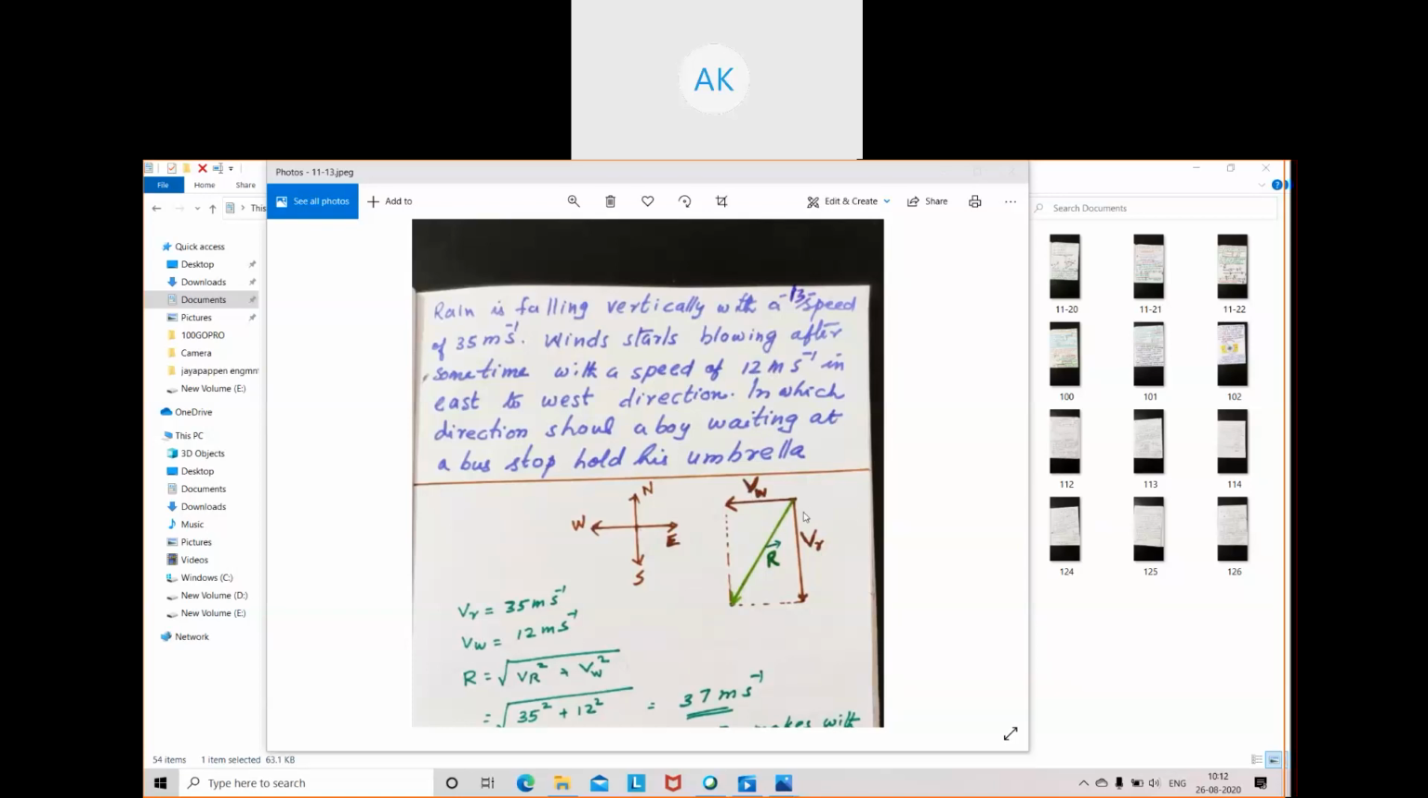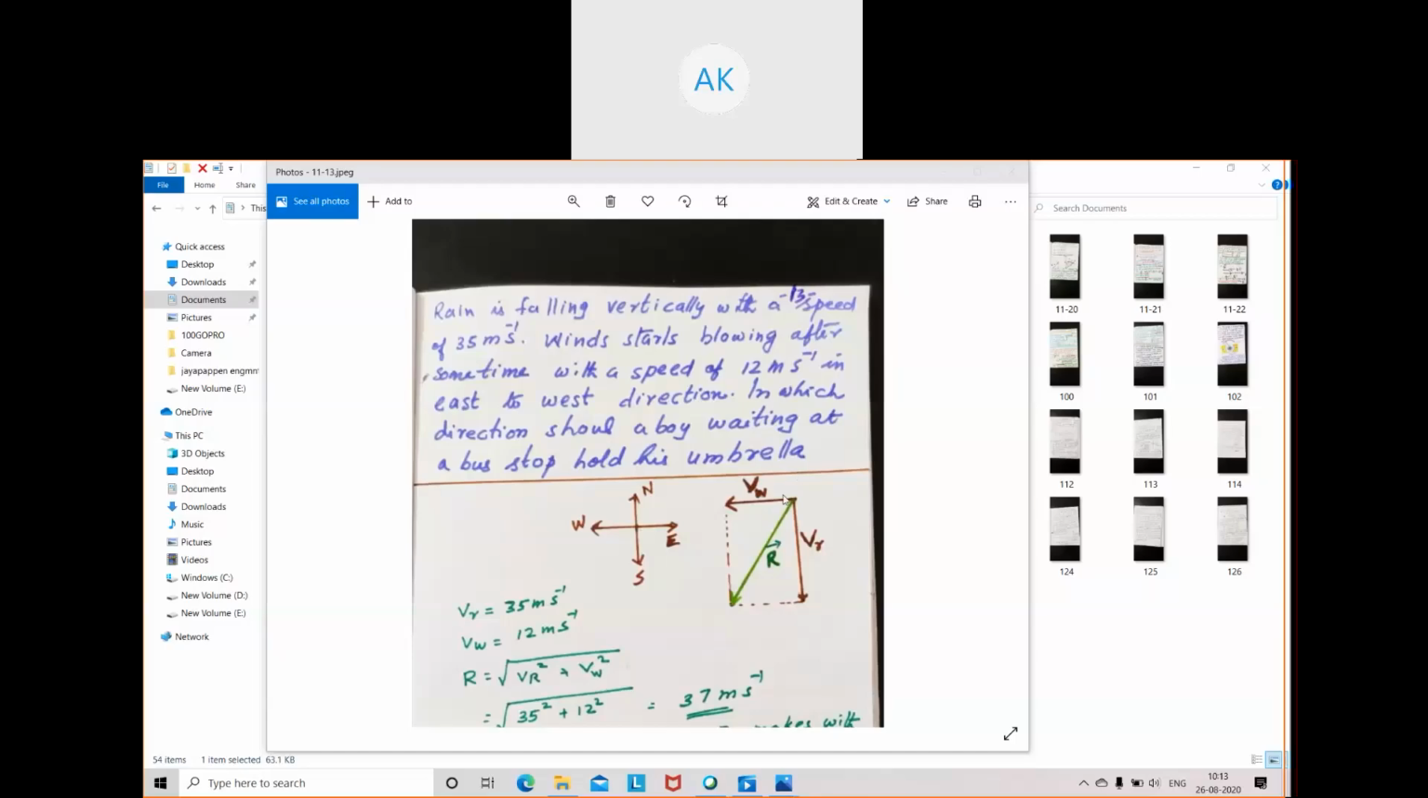So here the boy is standing at the bus stop. What direction should he hold his umbrella? That is the question. If there is no wind, which direction should he hold his umbrella? Vertically upward, like this. But as the wind is blowing, the direction of rain will be different. Everybody knows that. When the wind blows, the direction of rain also changes. So we should know the direction of rain, and opposite to that, we should hold our umbrella.